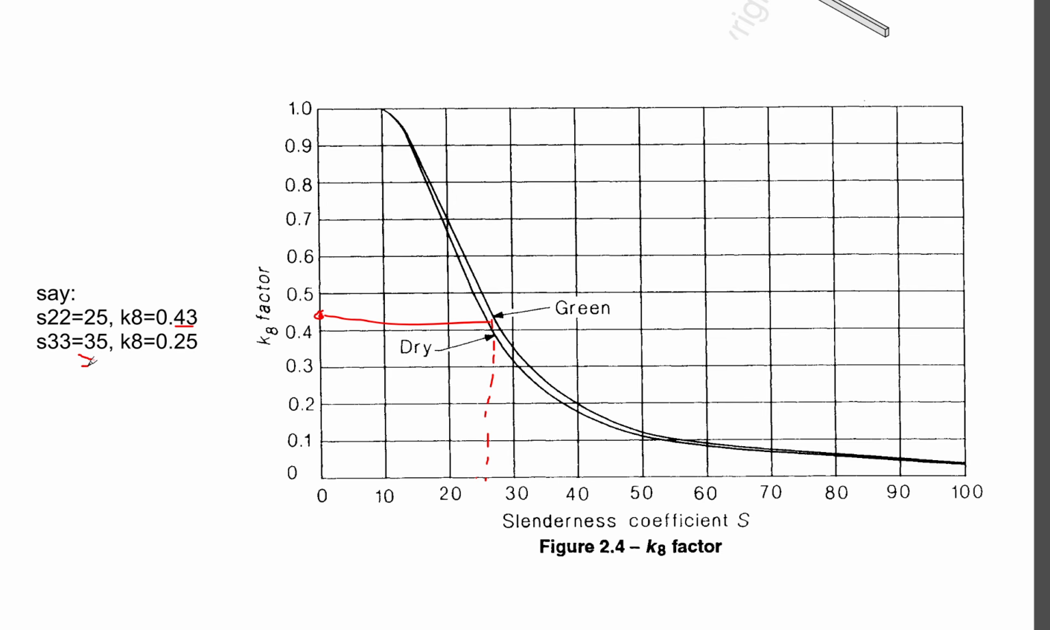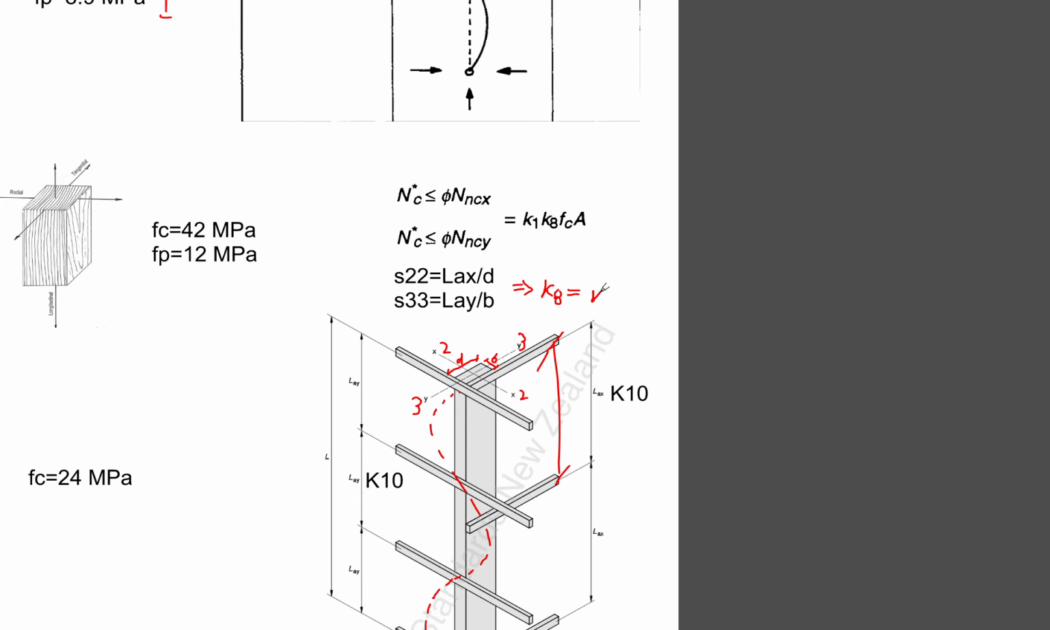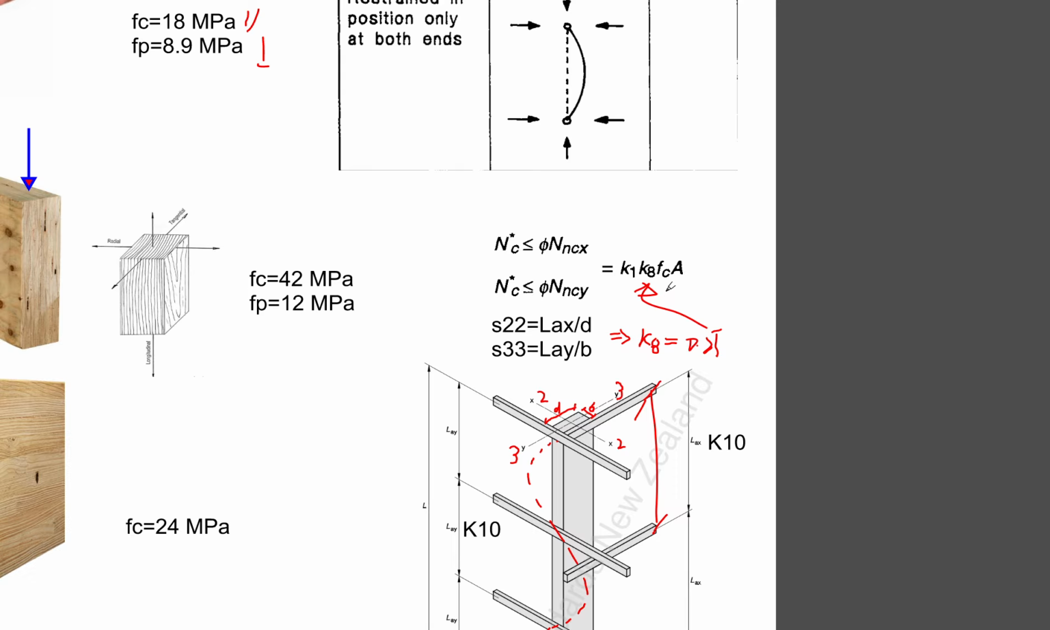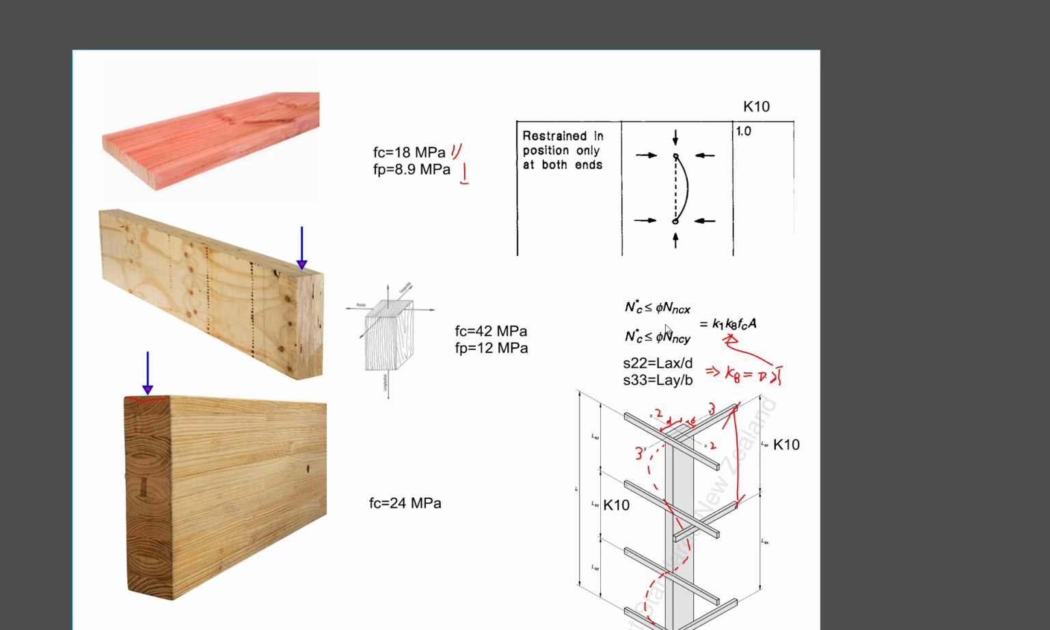Then your S33, the minor axis slenderness, is going to have a triple curvature. That's a 35, so we look here where they cross, and you get about 0.25, whatever. So your minimum value of slenderness gives 0.25. Then that is your K8 factor, 0.25. You factor it in, and it eventually gives you your axial compression capacity.